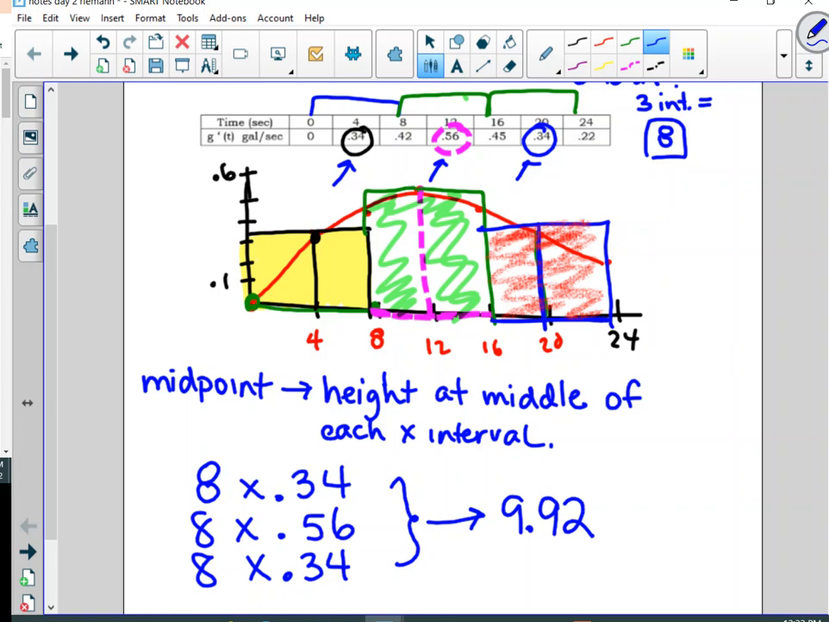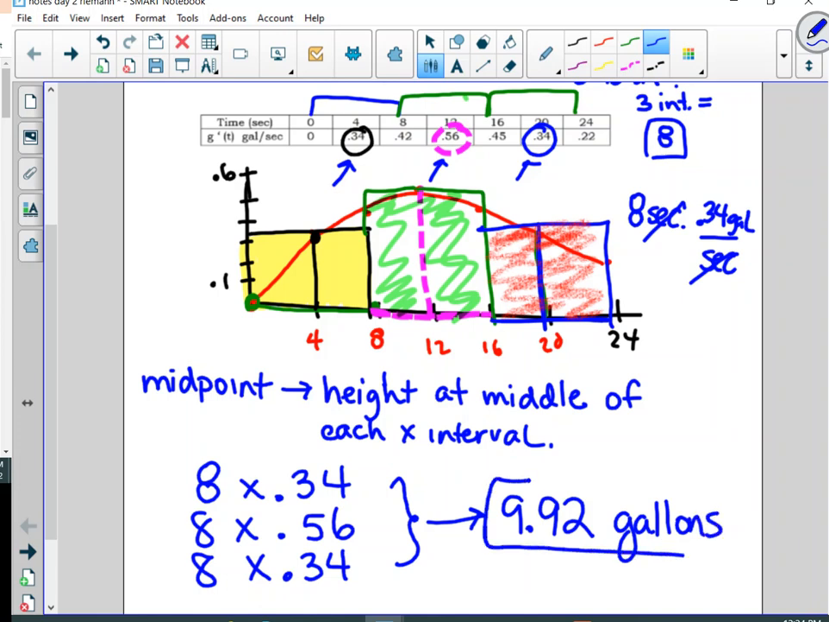And we should be paying attention. If we were taking 8 seconds times 0.34 gallons per second, the seconds divided out, and so all the values we got are gallons. We did 9.92 gallons. That's the total over the 24-second period. The total accumulation of gas across 24 seconds, given that at different points it was going into our tank at these various rates.